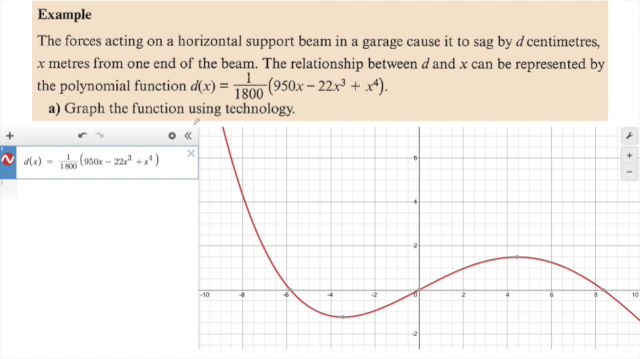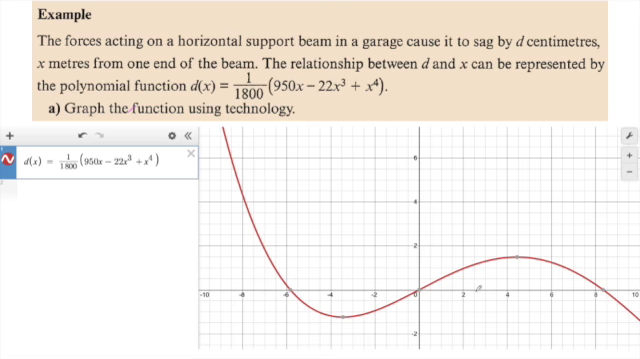So graph the function using technology. When you graph the function using technology, that is what you get. So just use Desmos. You can see that I've just gone ahead and typed that into Desmos, and this is the graph that I get. Okay, so that is part A of this question.